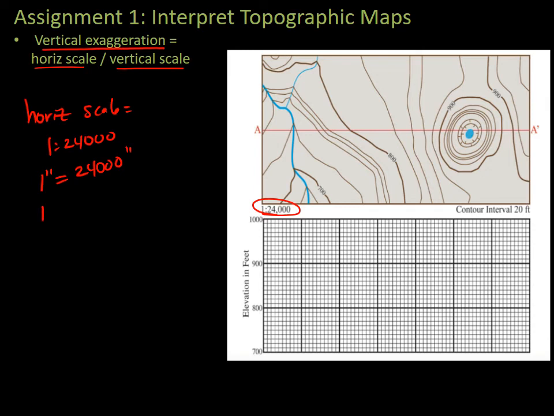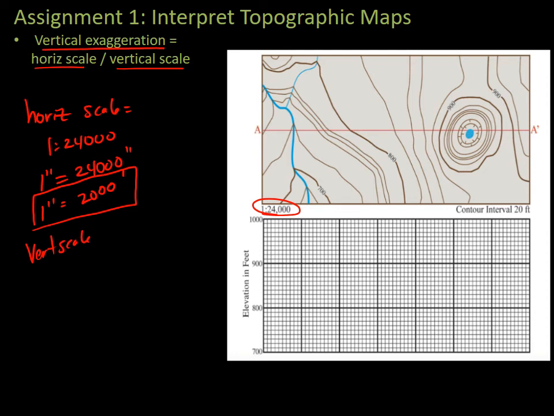Or we could rewrite this: 1 inch is the same as 2,000 feet. So there's a horizontal scale. If you measure 1 inch on the map horizontally, that corresponds to, in the real world, 2,000 feet on that landscape. Our vertical scale we need to figure out.